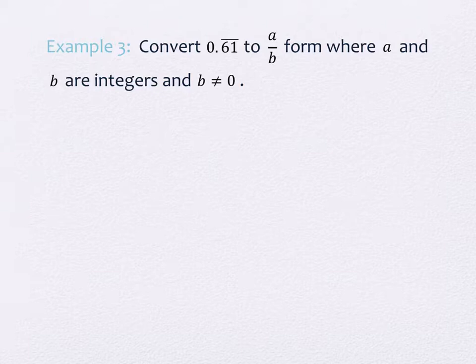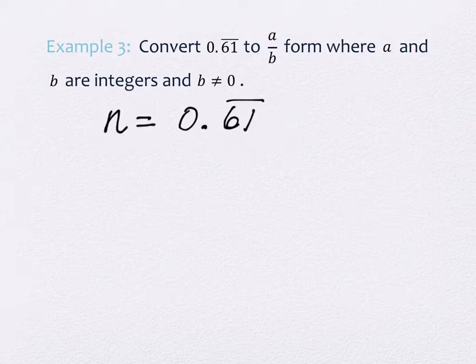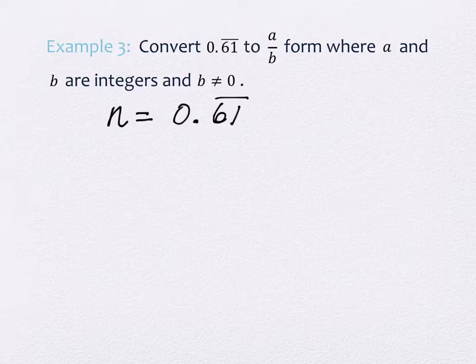So this is interesting. What I want you to first do is write down n equals 0.61 repeating. You're just giving it a name. Boy, my handwriting got big all of a sudden. Let's make that a little smaller. Okay, so however many digits repeat. How many digits are repeating here? 2. There are 2 digits repeating.